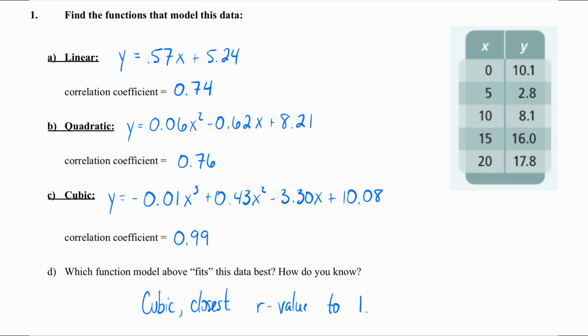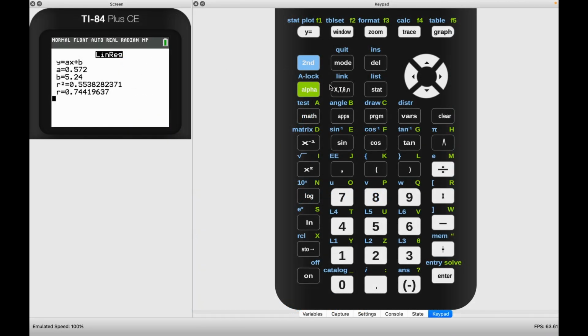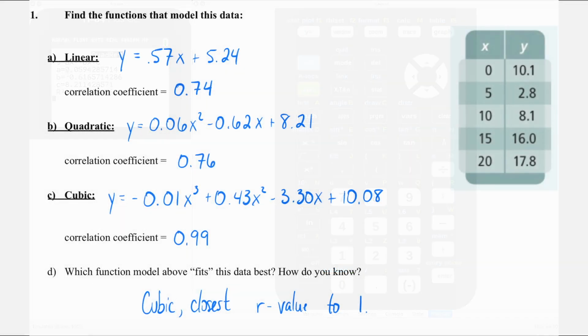Once we get that, we're going to go back and do a quadratic regression. So hit the stat button, go to the right, go down to where it says quad reg, the fifth option, hit enter, and then calculate. And again, this is giving us another regression. So my A value is the coefficient for my x squared. So our equation will be y is equal to 0.06x squared minus 0.62x, and then plus 8.21. Our correlation coefficient in this case is our R squared value, which would be 0.76.